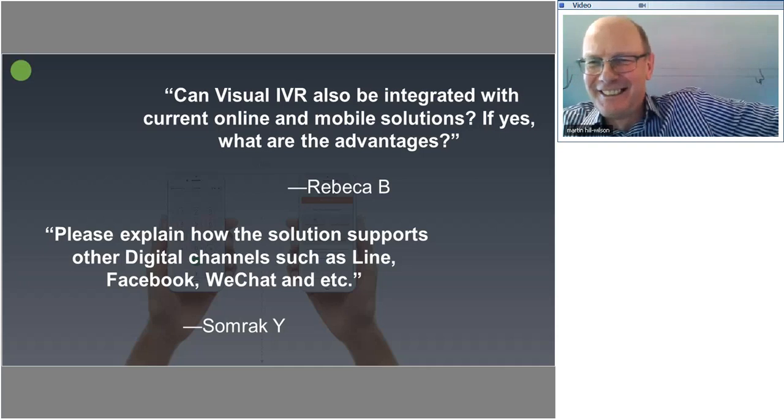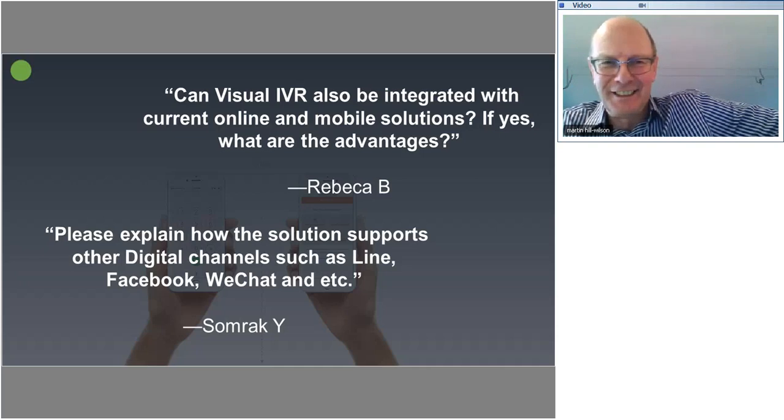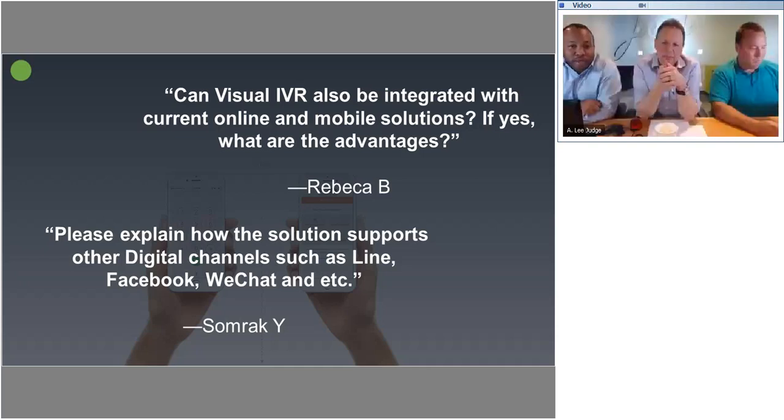So yeah, the next question is a good transition. It says, can Visual IVR also be integrated with current online and mobile solutions? If yes, what are the advantages? And an accompanying question is, please explain how the solution supports other digital channels such as Line, Facebook, WeChat, etc.